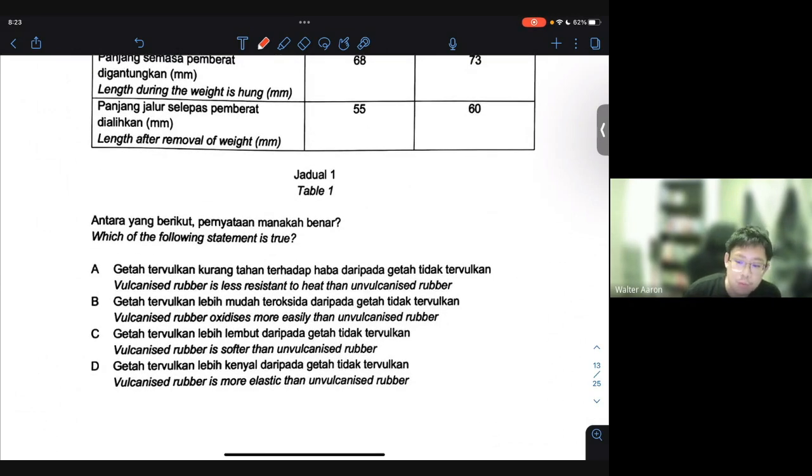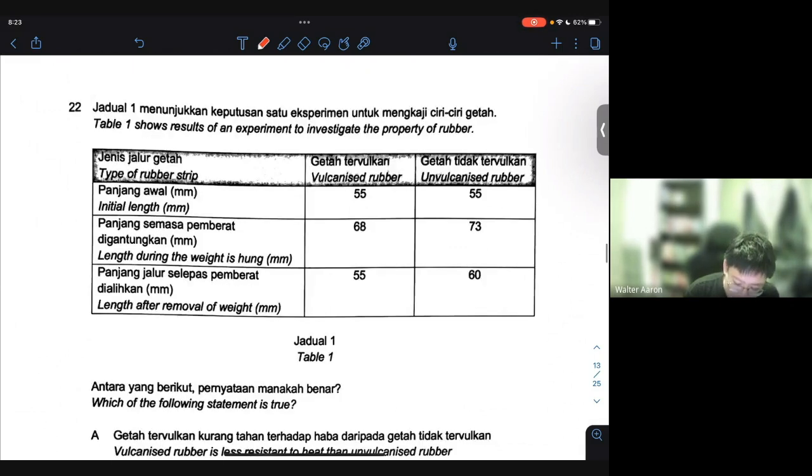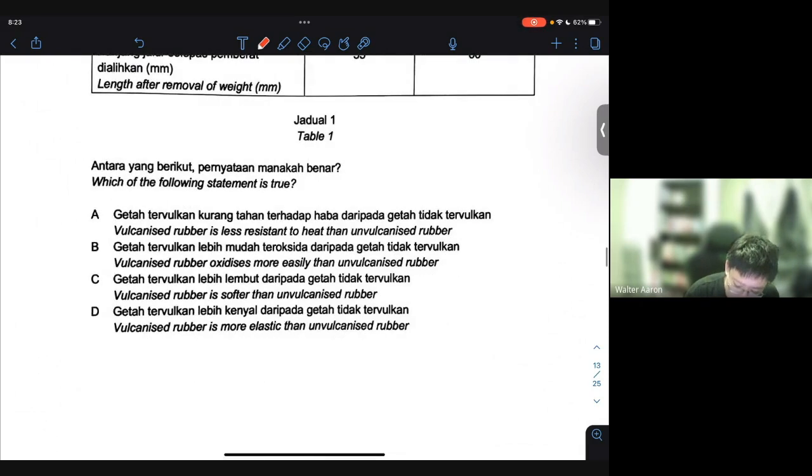All right, so we will say that vulcanized rubber is less resistant to heat than unvulcanized rubber. I don't think we are applying any heat at all, so I don't think this is the factor that we are investigating. Next one will be vulcanized rubber oxidizes more easily. I don't think that's it either. Vulcanized rubber is softer than unvulcanized rubber, also not relevant.